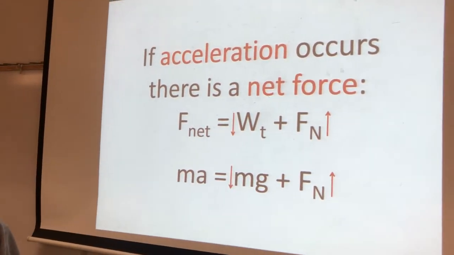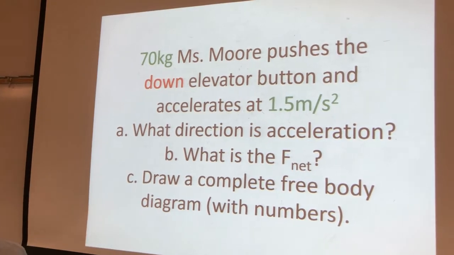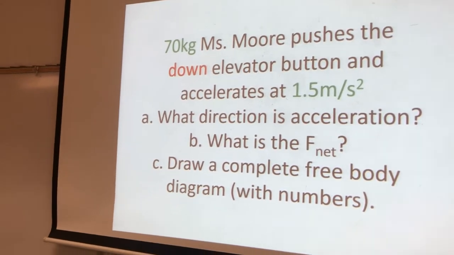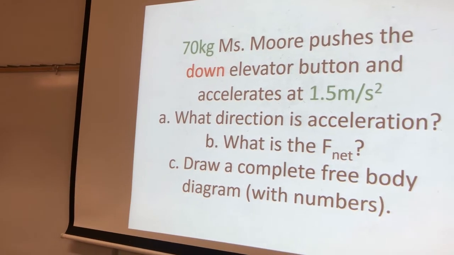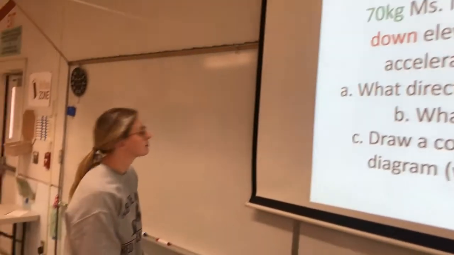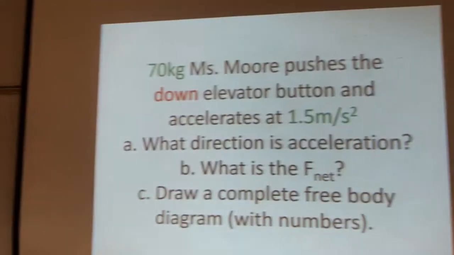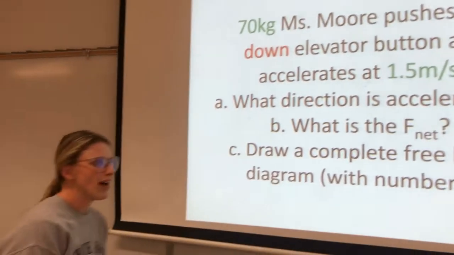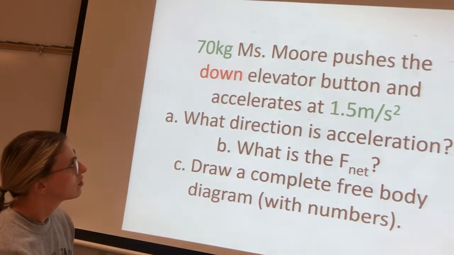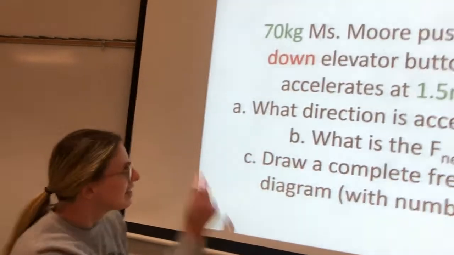Oh, let's do a practice problem. It says a 70 kilogram Miss Moore pushes the down elevator button and accelerates at 1.5 meters per second squared. What's the scale going to do? Stay the same, go up, or go down? She's going down. What's going to happen? As I go down, the floor drops out from under me. I'm going to be a little bit lighter. That's right. Lose weight instantly, okay?